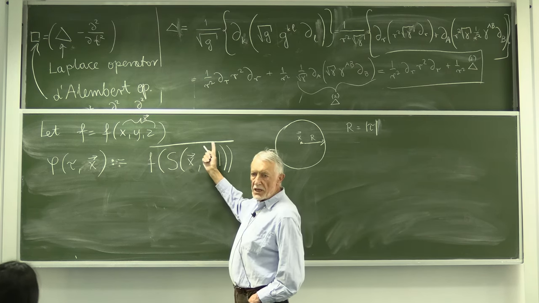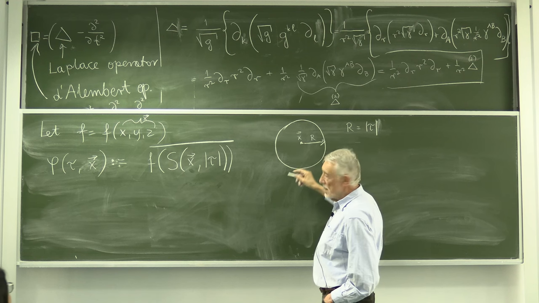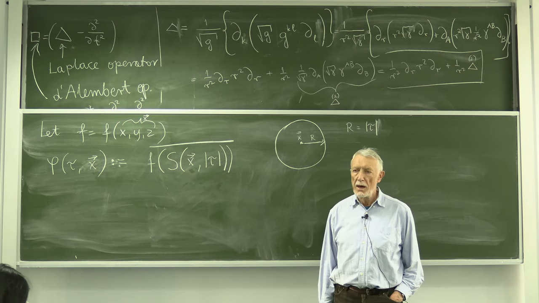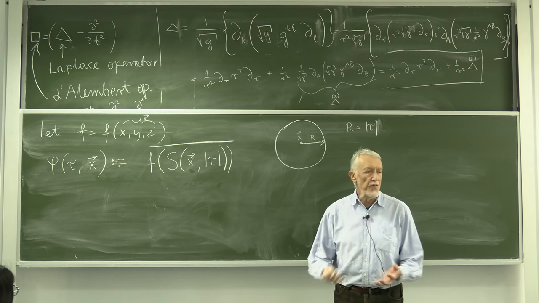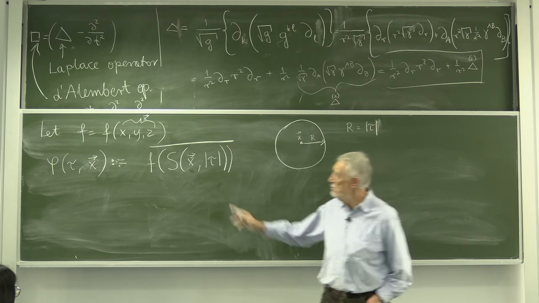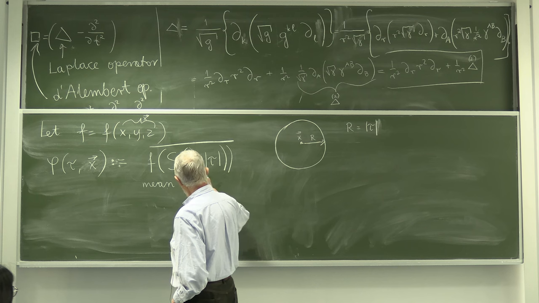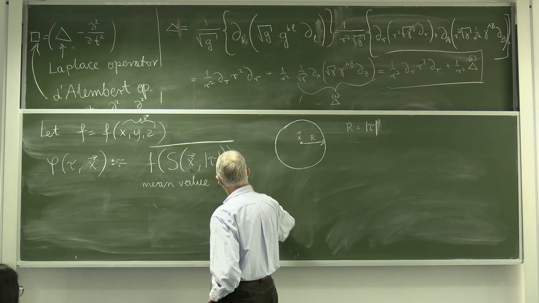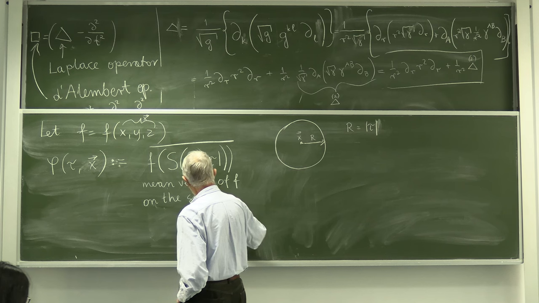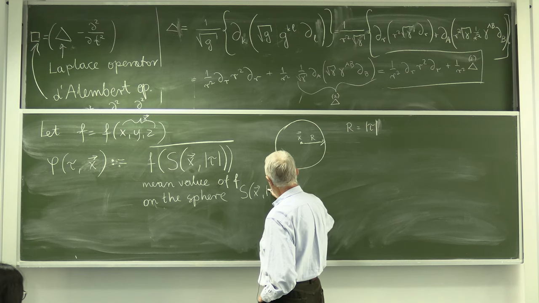And this symbol means that I integrate this function f over a sphere and divide by the surface of the sphere, just the mean value of the function. Yeah? You understand? Mean value. Mean value of f on the sphere S(x, τ) with radius τ.